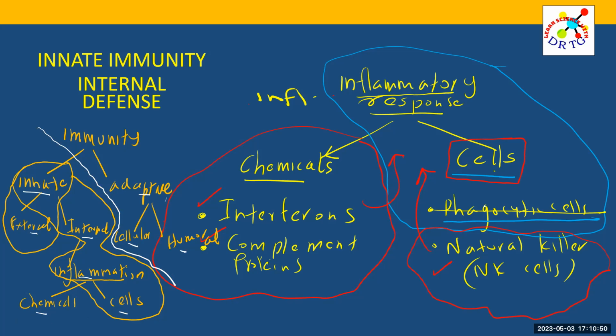Since I have discussed phagocytic cells and natural killer cells in terms of inflammatory response, I'm going to discuss today chemicals, and there are many chemicals. We only discuss interferons and complement proteins. So we're going to discuss two main chemicals which are very important in inflammation and innate immune response.